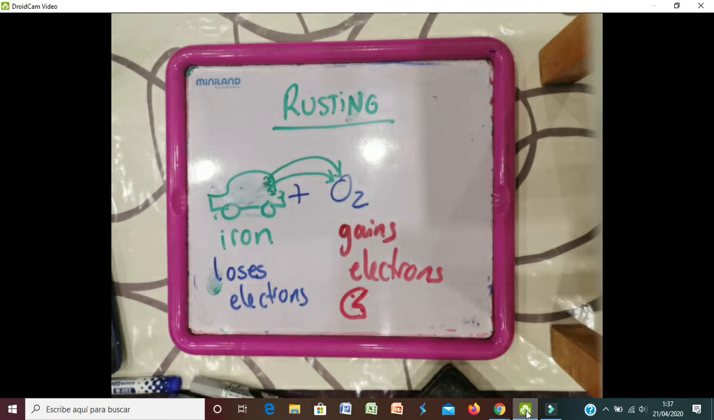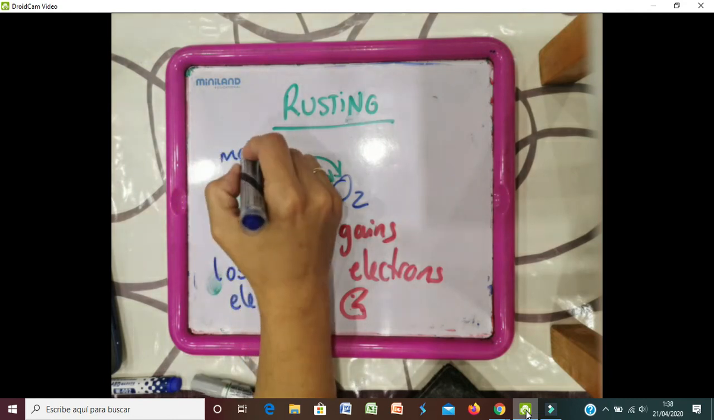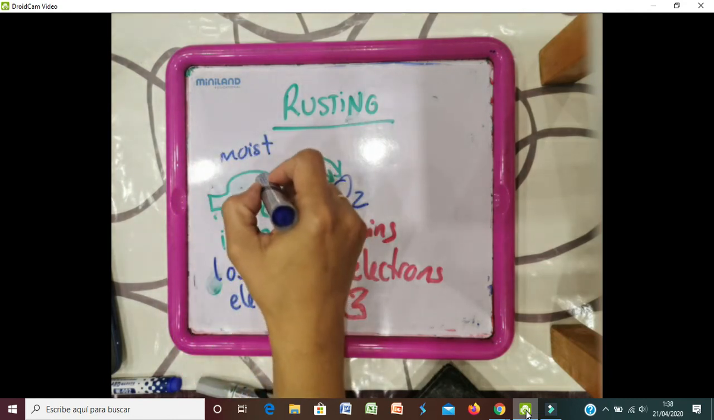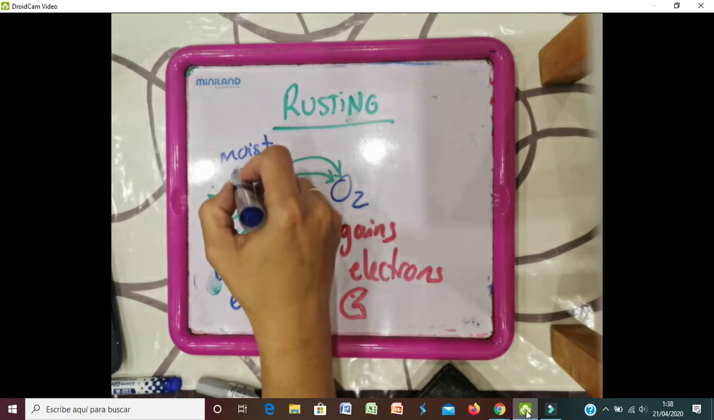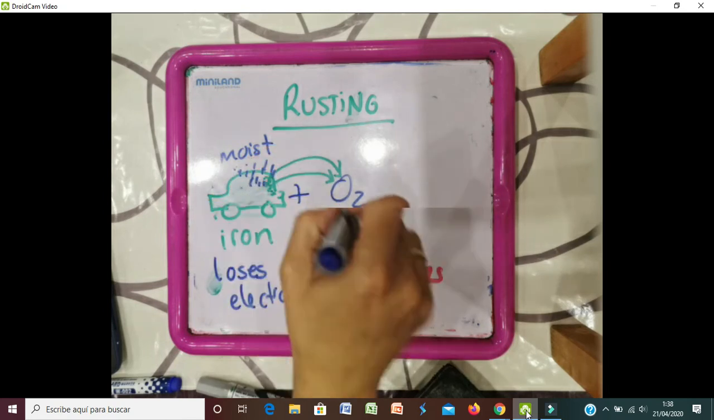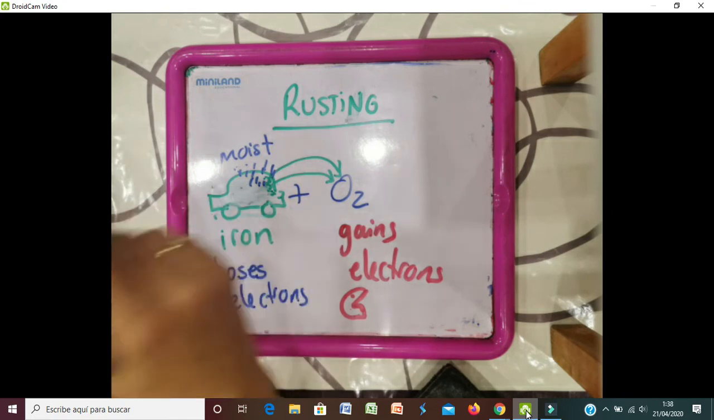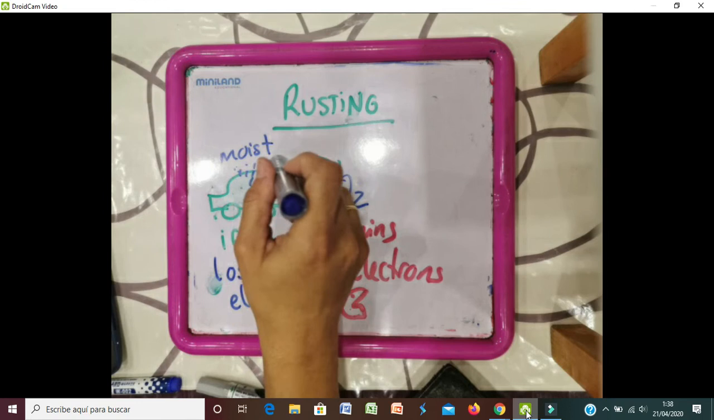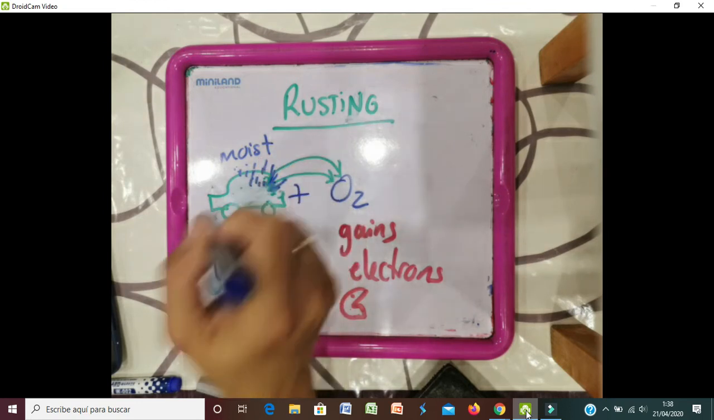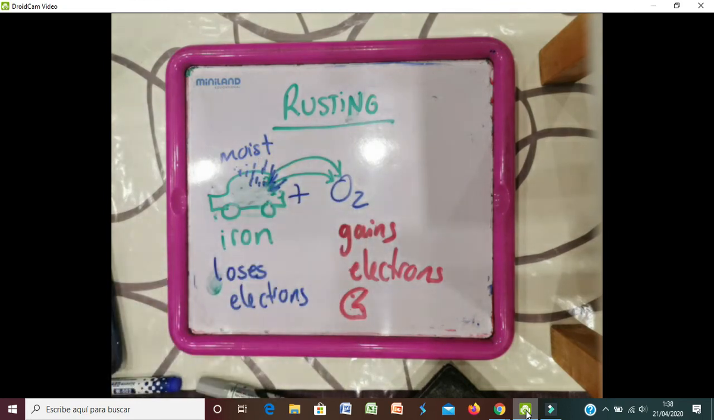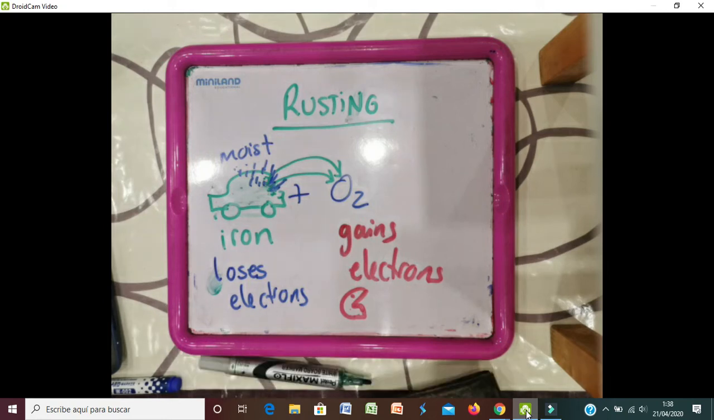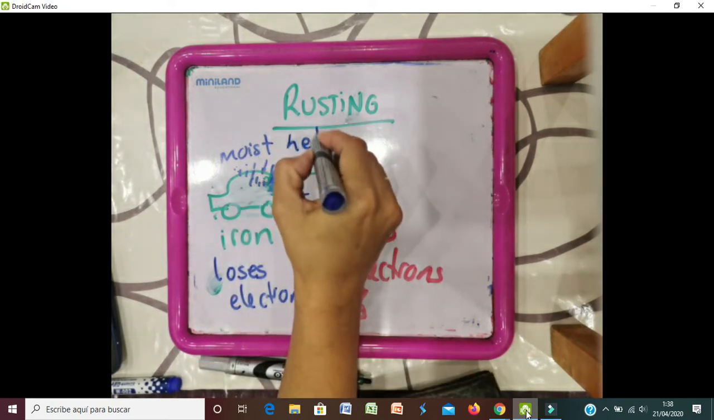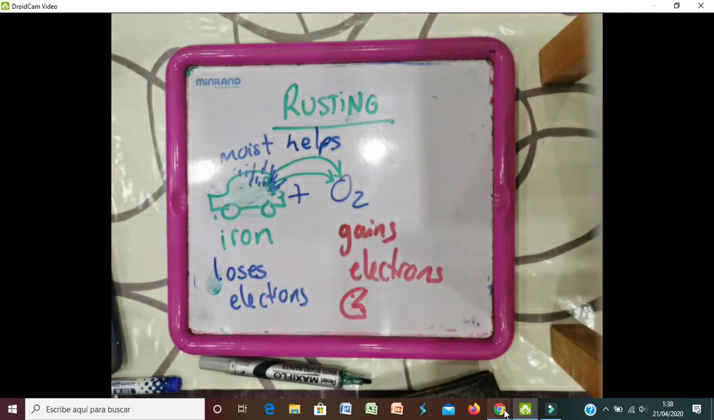Why does it say that the moist will help? Moist es húmedo. La humedad, moist, will help because, for example, if it rains, the things get rust faster. Si llueve, las cosas se oxidan antes, porque la humedad ayuda al oxígeno a entrar en el hierro y quitar los electrones. The moist helps. La humedad ayuda a la oxidación de las cosas.